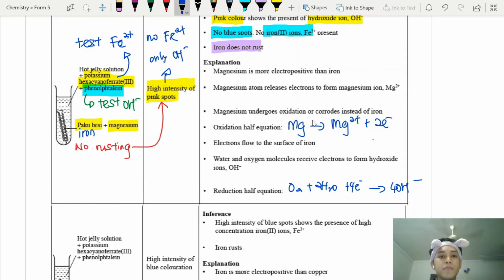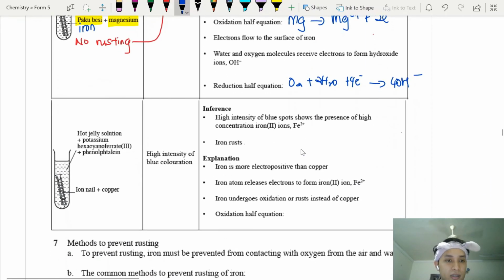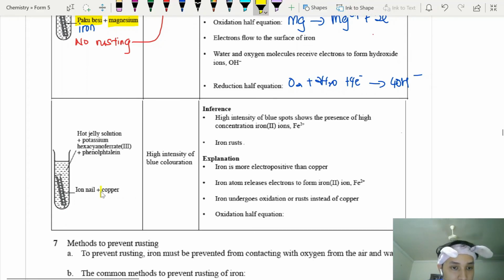So here we have stopped the formation of Fe2+ by using a more electropositive metal. Let's look at this example right here. This is copper and this is iron. Copper is lower than iron, so if it's lower than iron, rusting will happen.